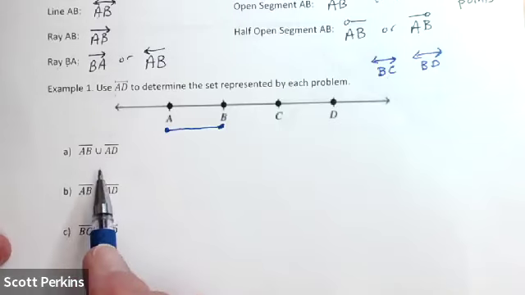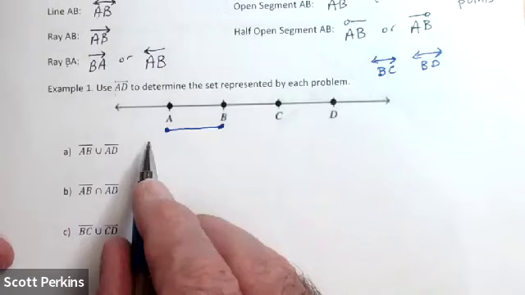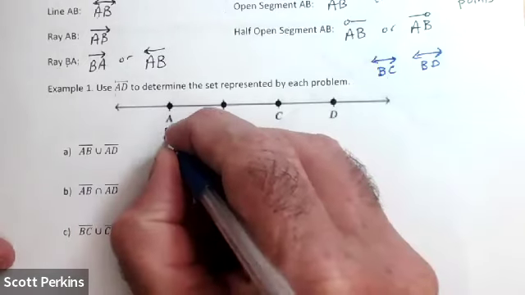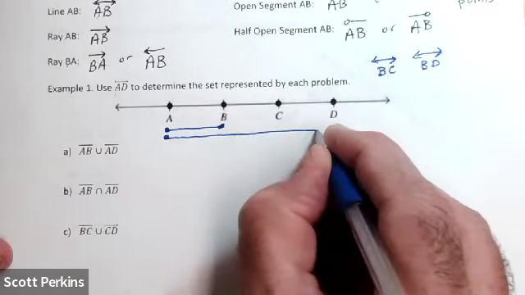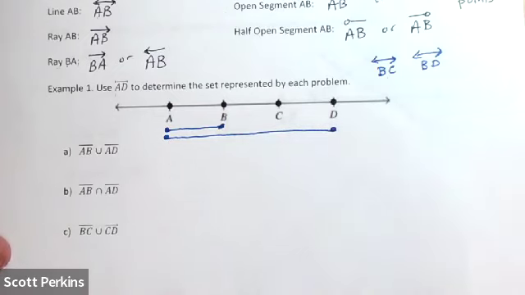And AD is the segment that starts at A. So I'm going to just draw this right under, starts at A and now goes all the way over to D. Okay. Great.